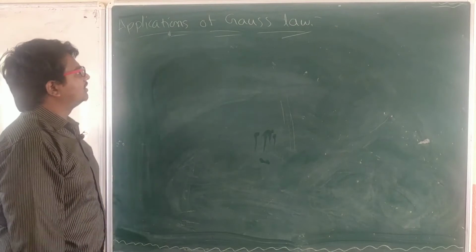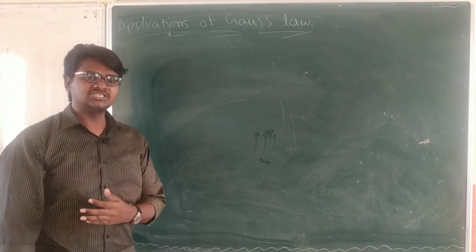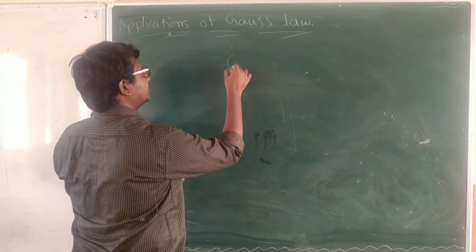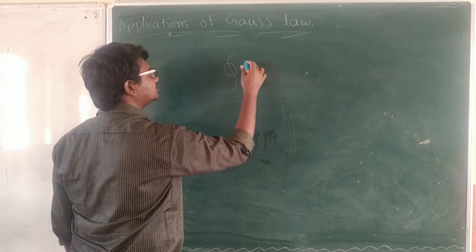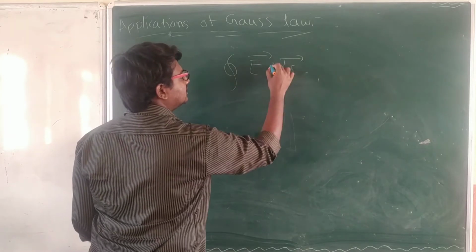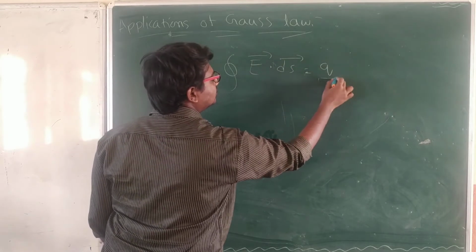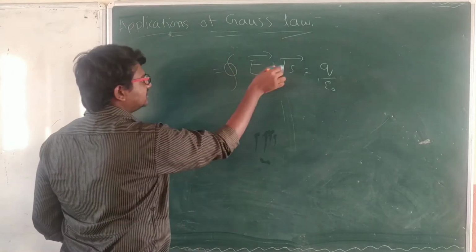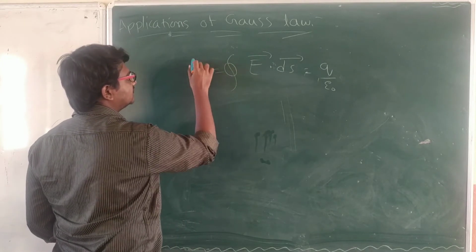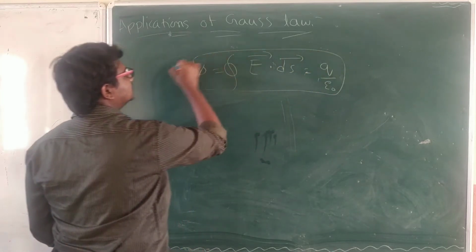Before moving on to the applications of Gauss law, let's recall what Gauss law is. Already we have derived the equation: integral E bar dot ds bar is equal to q by epsilon naught, where integral E bar dot ds bar is equal to phi. This one we already know.